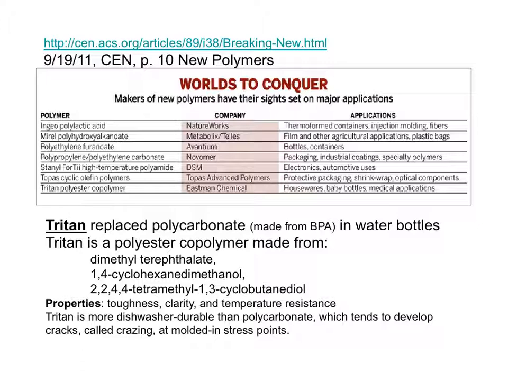Scientists continue to design and develop new and better plastics and polymers for specific applications. Tritan is a relatively new plastic that replaced polycarbonate plastic. Polycarbonate is made from BPA, bisphenol A, which is an endocrine disruptor. Tritan is made from these 3 monomers and is more dishwasher durable than polycarbonate due to its property of toughness and temperature resistance.